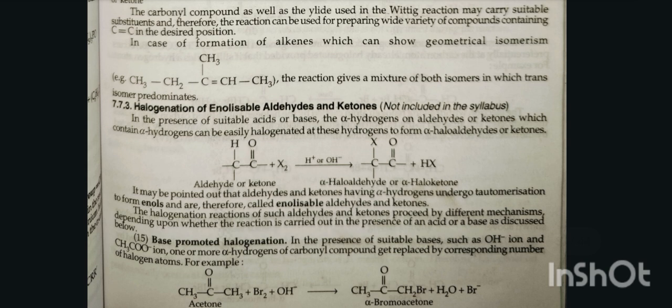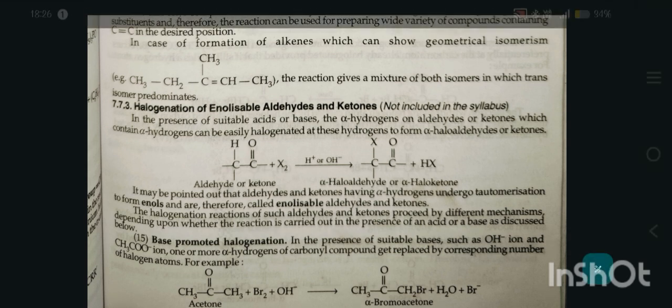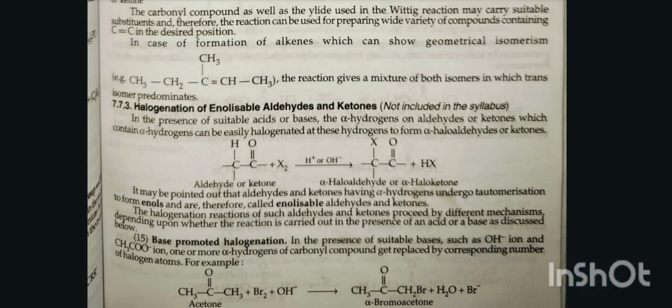In case of formation of alkenes which can show geometrical isomerism, for example CH3CH2CH3 double bond CH3, the reaction gives a mixture of both isomers in which the trans isomer predominates. Halogenation of enolisable aldehyde and ketone is not included in the syllabus.